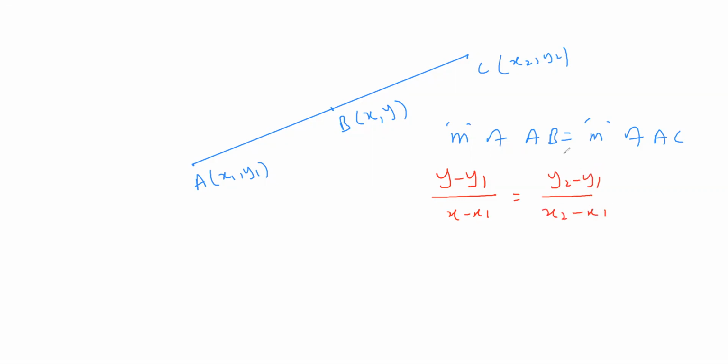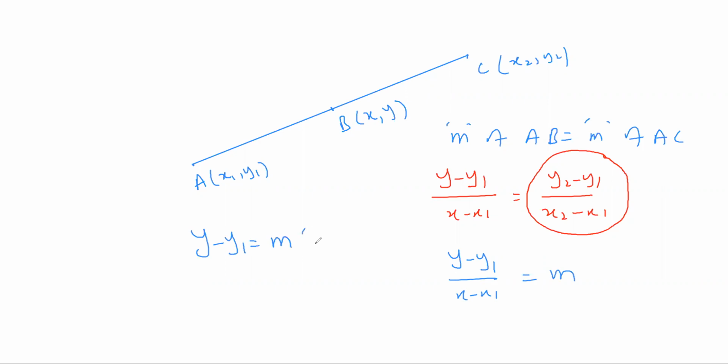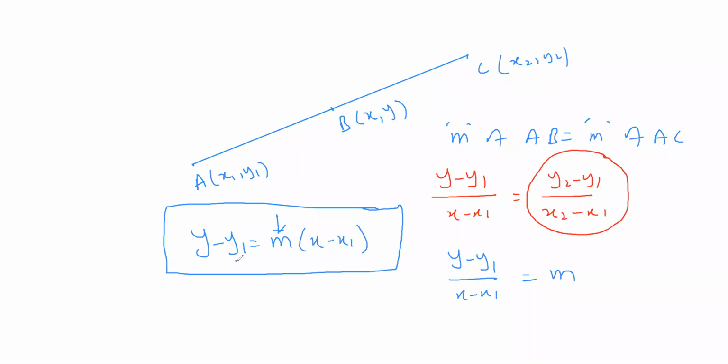So now you can replace all of this with m, that is the gradient. This equation is going to become y minus y1 over x minus x1, that is simply equal to m. So now this becomes y minus y1 equals m into x minus x1. You must be very quick at writing the equation of a line. You just need the gradient and a point on the line, x1 comma y1.